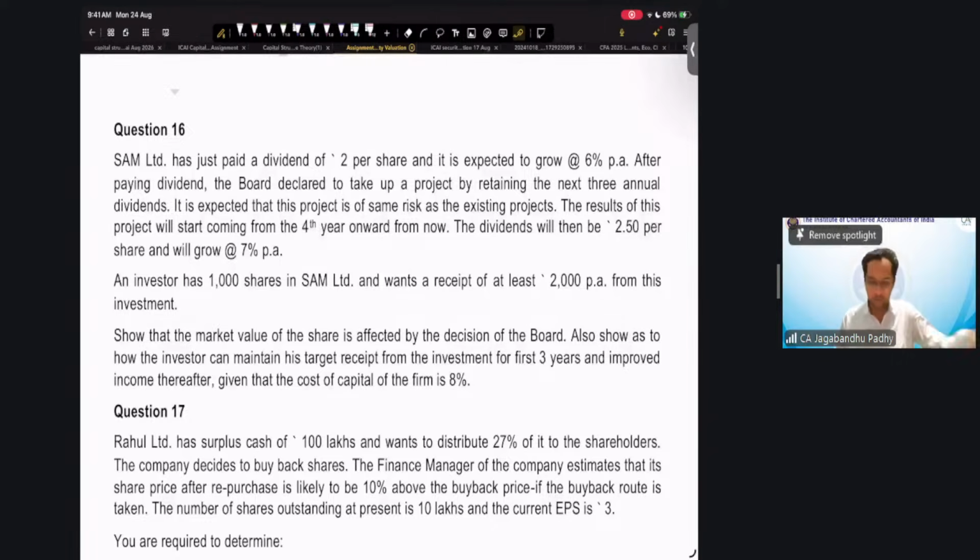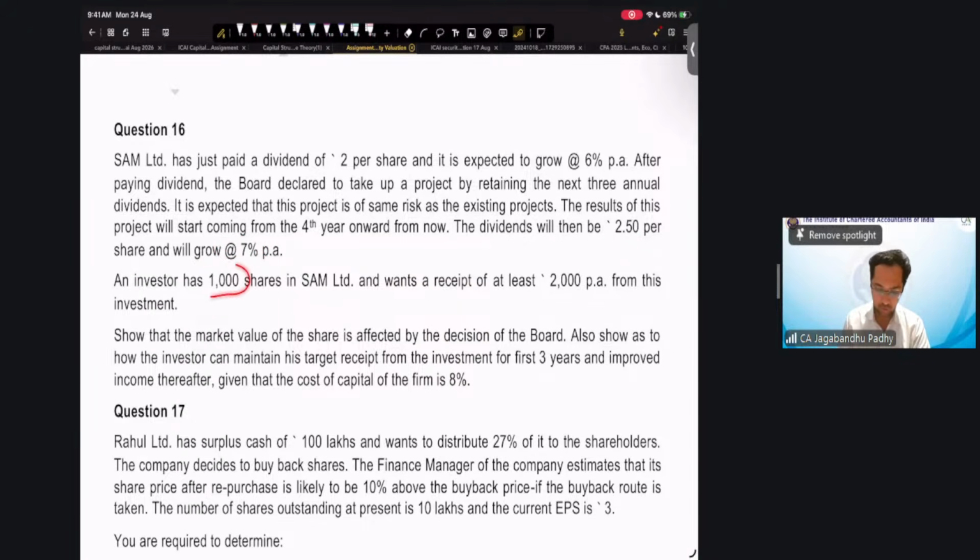Okay, so SAM Limited has just paid a dividend of rupees 2 per share and it is expected to grow at 6% per annum after paying dividend. The board declared to take up a project by retaining the next 3 annual dividends. So the board is deciding to retain the next 3 annual dividends. It is expected that this project is of the same risk as the existing projects. The result of this project will start coming from the 4th year onward from now. So the dividends will then be 2.5 per share and will grow at 7% per annum.